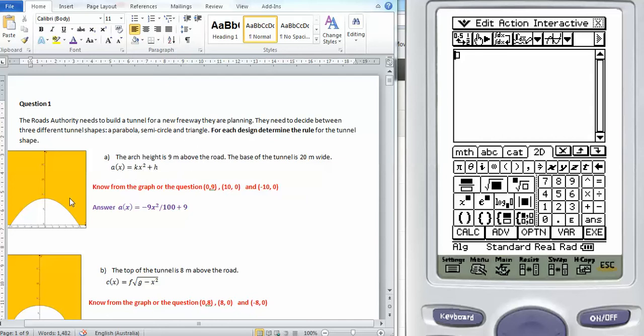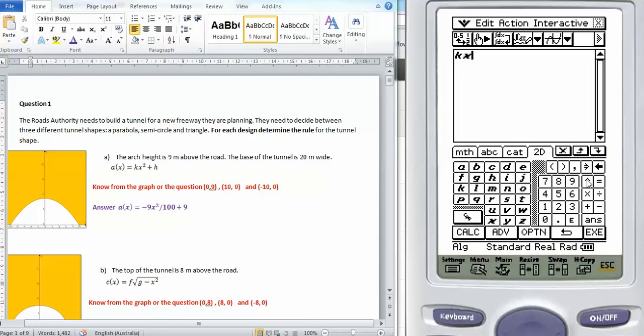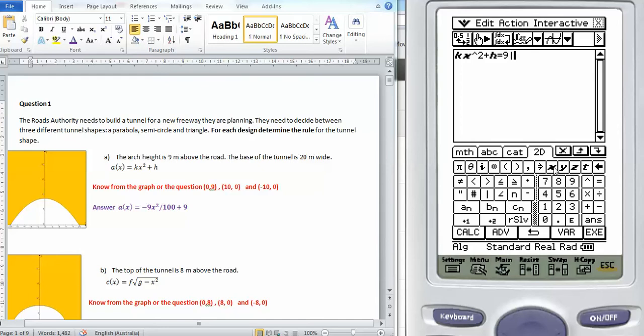I know from the information that the height of the tunnel at the top is 9, so 0, 9 is a coordinate, and that it is 20 metres wide, so therefore I have coordinates 10, 0 and negative 10, 0. So using my calculator, I've got kx squared plus h. And I know that all of that will equal 9 when x equals 0. And if I press execute, that tells me that h equals 9.